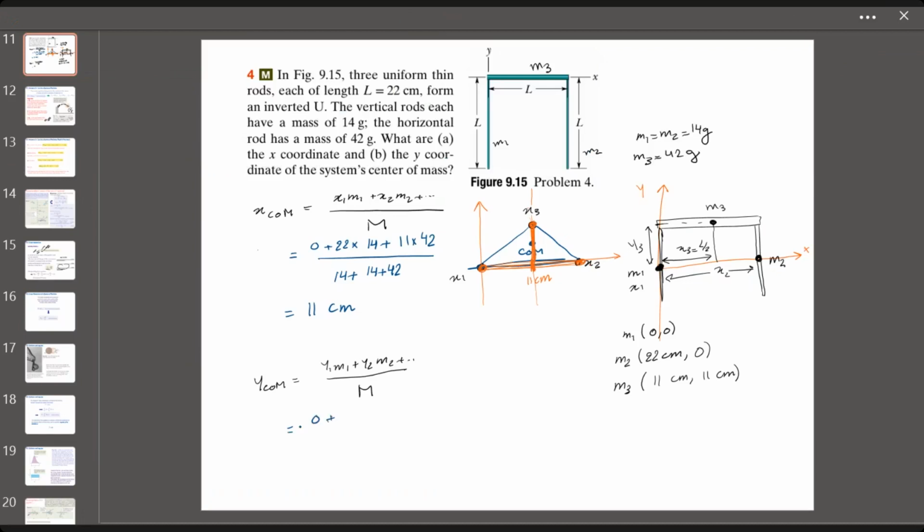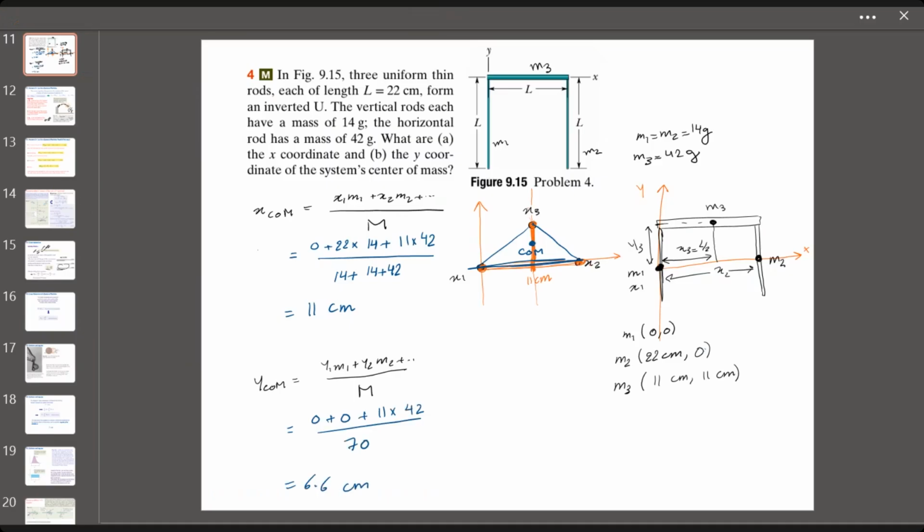Y1 is 0, Y2 is 0. As you can see, this is because M1 and M2 are both on the x-axis. Y3 is 11, and M3 is 42, and I'll divide that by the total mass, which is 70. I got 6.6 centimeters.